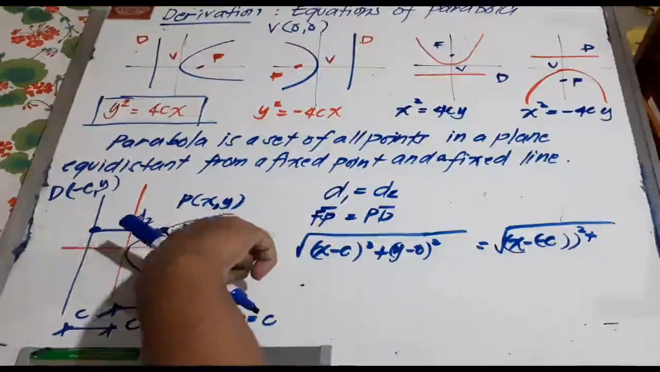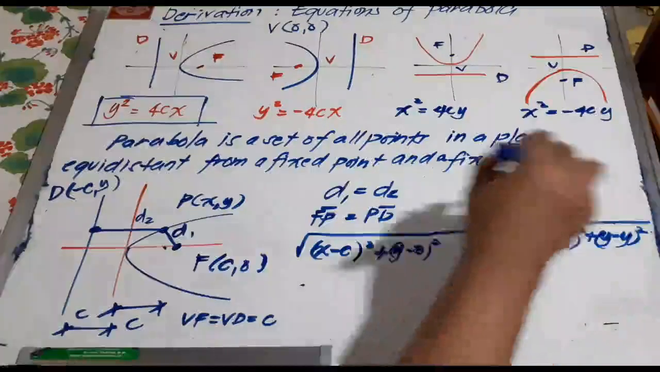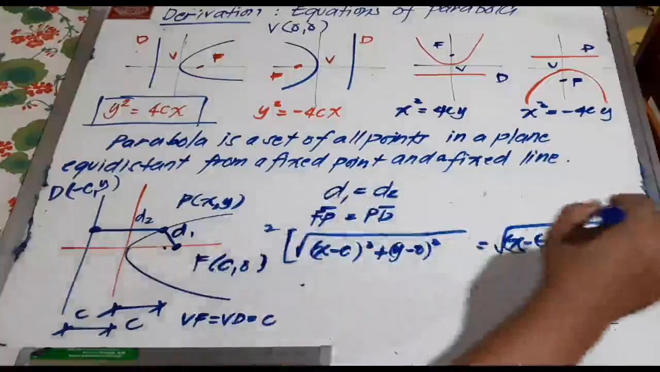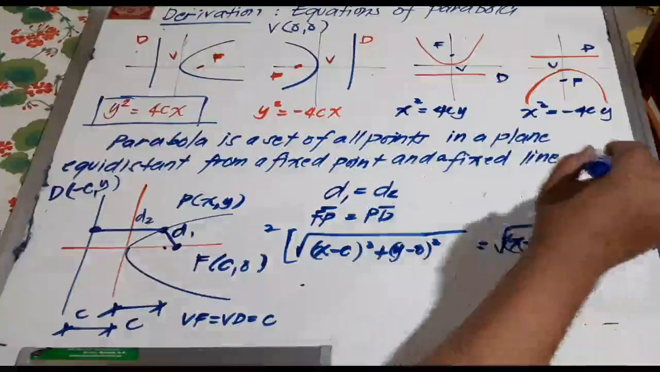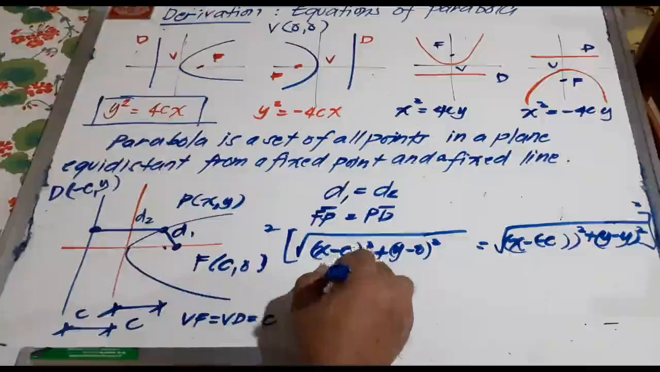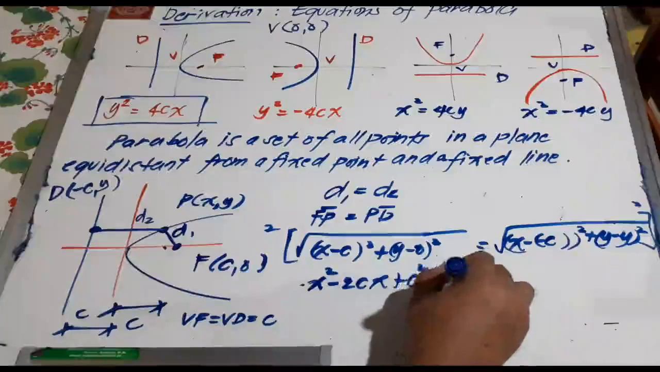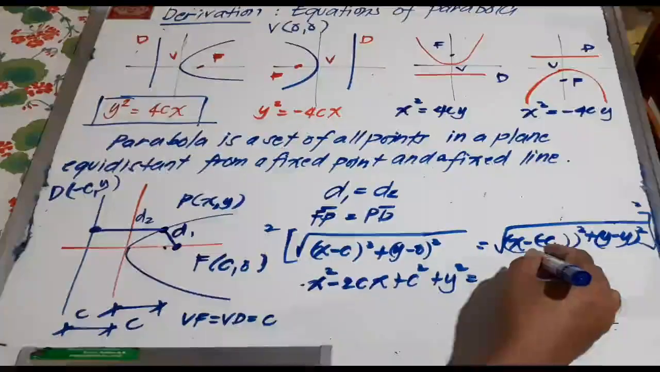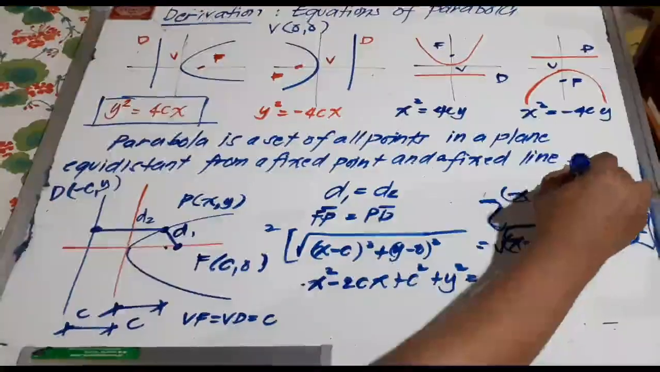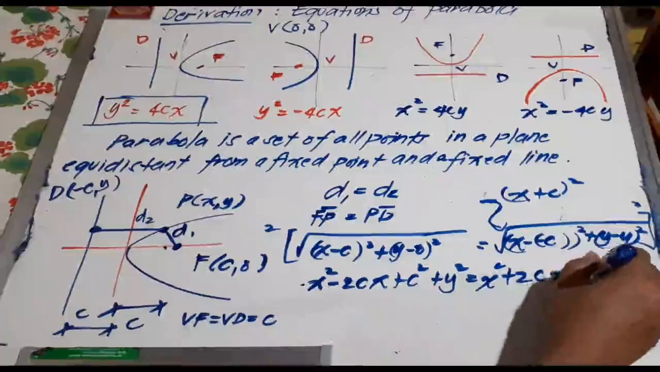Plus y minus y. Yeah. So, we square both sides. So, matatanggal na yung ating radical symbol. So, we have, and then expand. We have x squared minus 2cx plus c squared plus y squared equals, this will be x plus c, right? So, magiging x plus c nasa loob. Square of x plus c. Expand natin, we have x squared plus 2cx plus c squared.